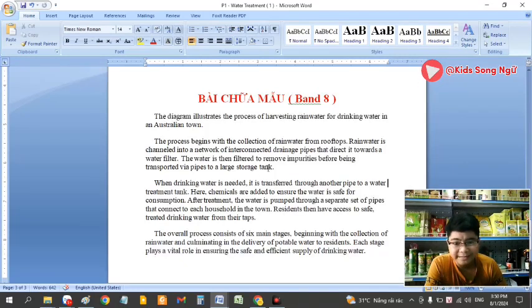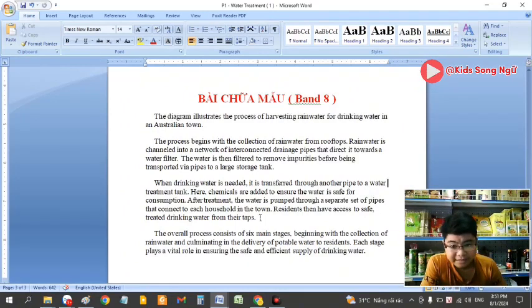When drinking water is needed, it is transferred through another pipe to a water treatment tank. Here, chemicals are added to ensure the water is safe for consumption. After treatment, the water is pumped through a separate set of pipes that connects to each household in the town. Residents then have access to safe, treated drinking water from their taps.